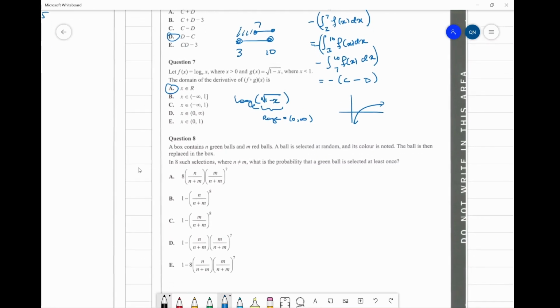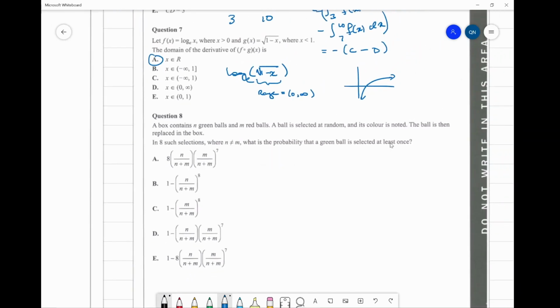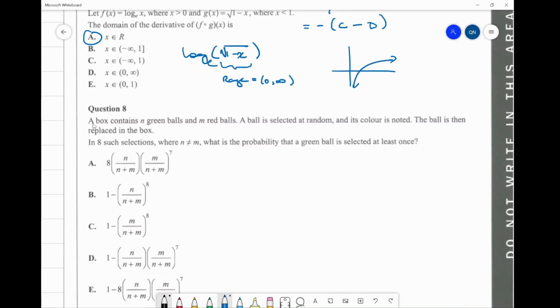Okay. Question 8. A box contains n green and m red marbles, not marbles, balls. A ball is selected at random, its color is noted. The ball is then replaced in the box. In 8 such selections, where n is not equal to m, what is the probability that a green ball is selected at least once? I did not understand that question at first. Let me read that again. So the box contains n green and m red marbles. A ball is selected at random, the color is noted, the ball is then replaced in the box. So we put it back in the box.